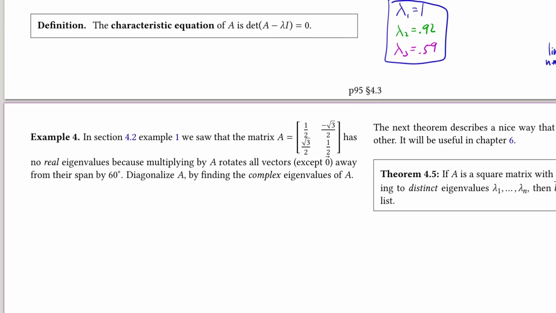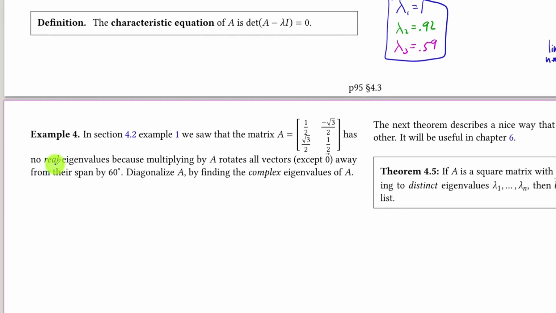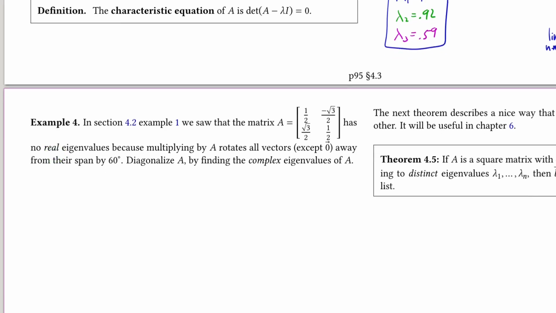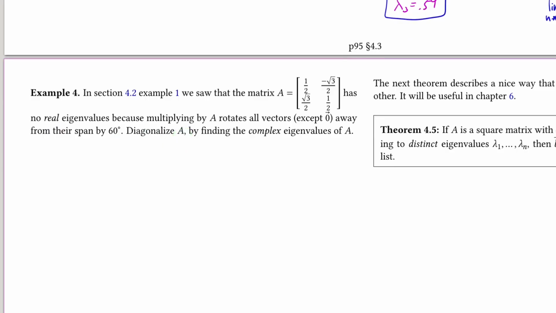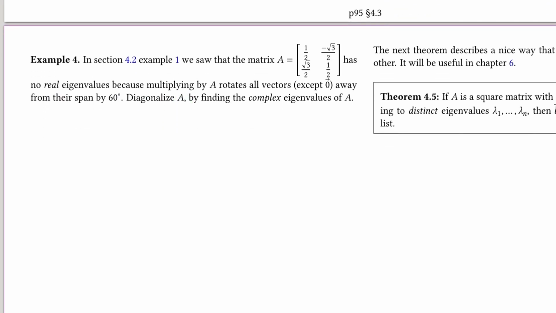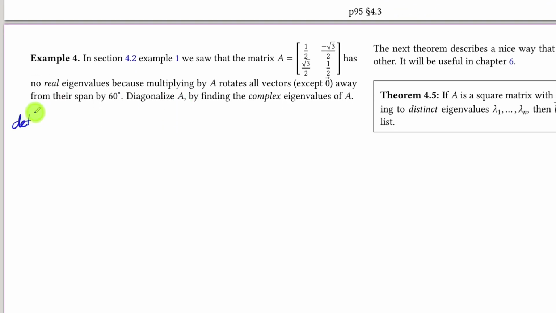But could we find complex numbers? Is there a way we can think of this rotation as multiplying by a complex scalar? Let's see what we mean by that. So if we want to diagonalize A by finding the eigenvalues of A, we want to do the determinant of A minus lambda I and set that equal to 0.